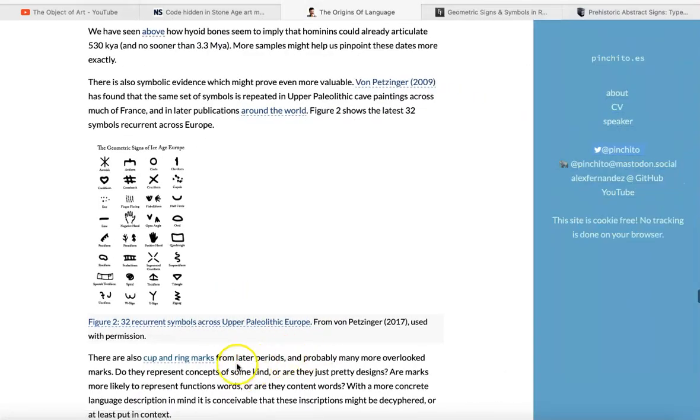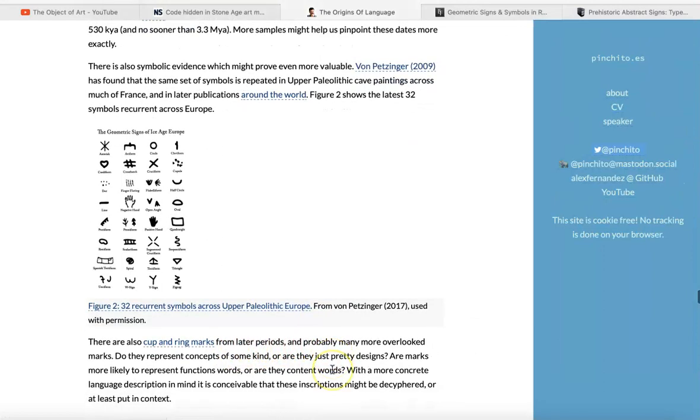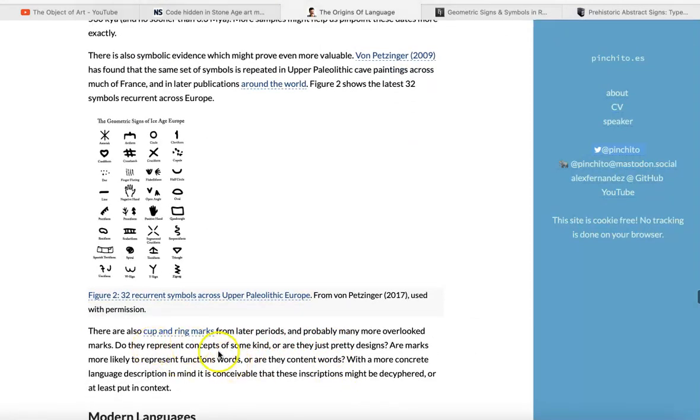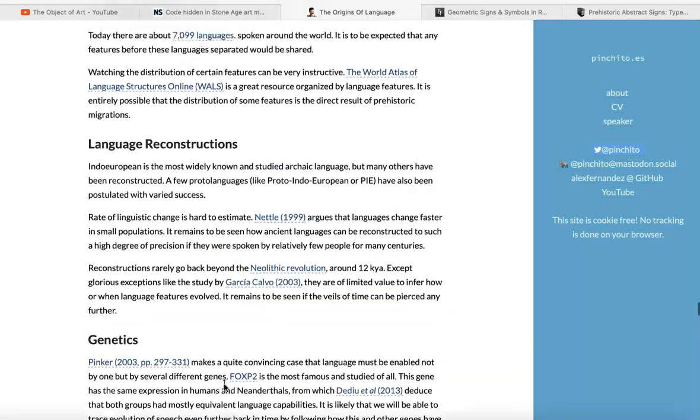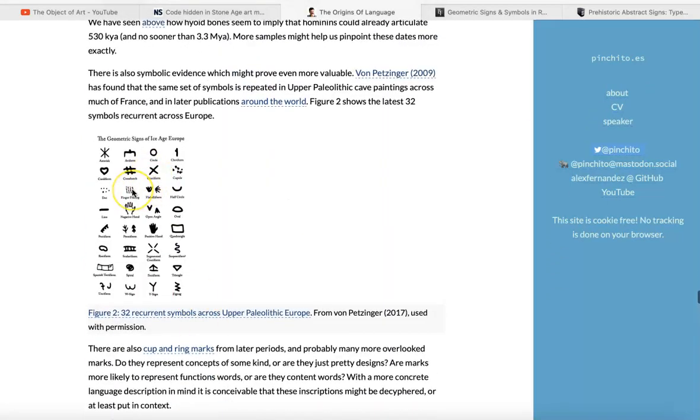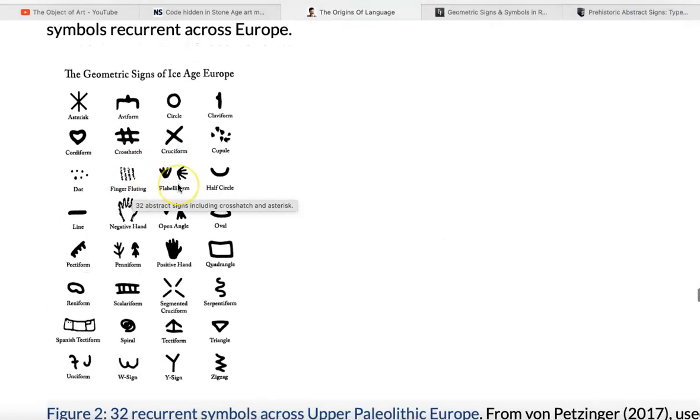There are also cup and ring marks from later periods, and probably many more overlooked marks. Do they represent concepts of some kind, or are they just pretty designs? I don't know if I'd ever call any of these pretty, but whatever. Are marks more likely to represent functions, words, or are they content words? With a more concrete language description in mind, it is conceivable that these inscriptions might be deciphered or at least put in context. Okay. So, there's a cute little chart, the one that I just showed you. And yes, I'm going to link to this in the description.